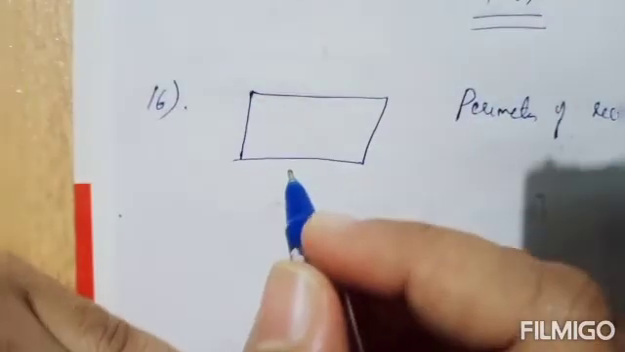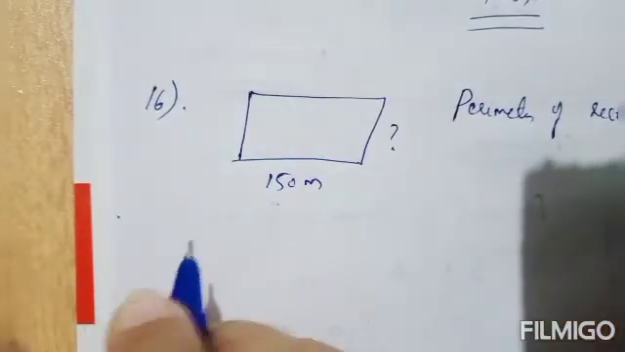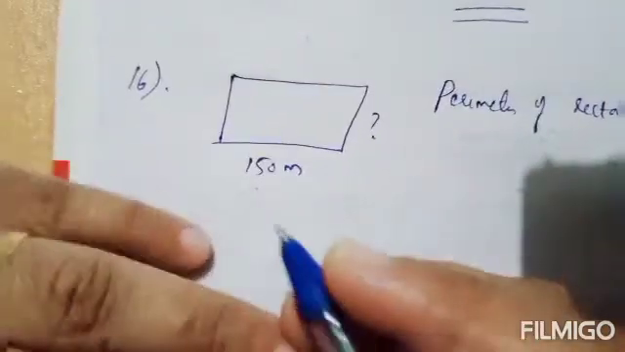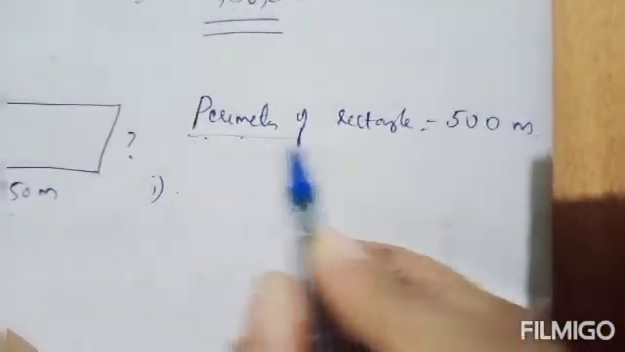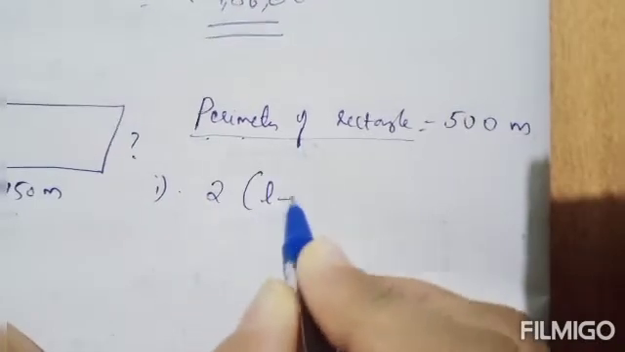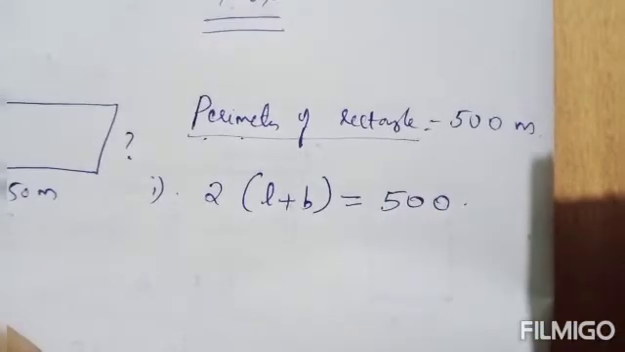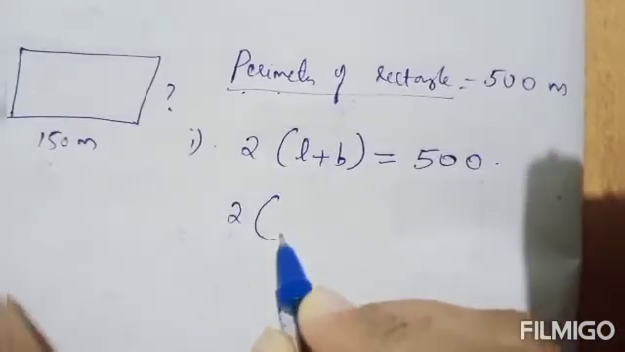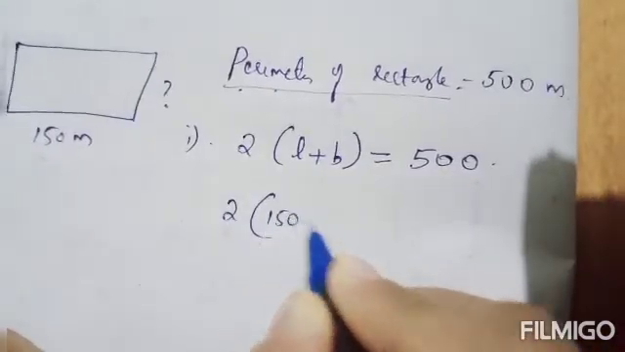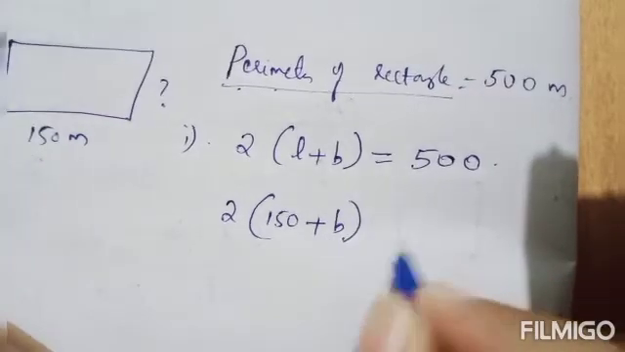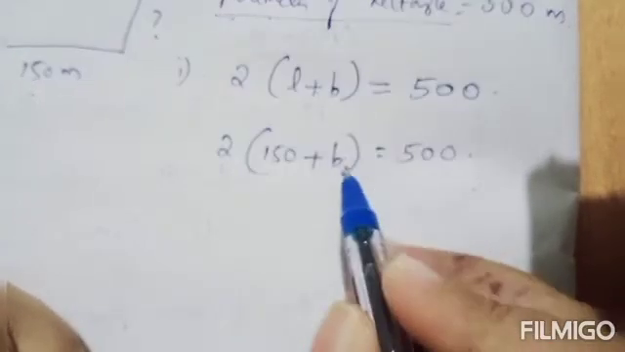Now its length is given as 150 meter. You have to find its breadth. Okay, so that is the first question. Now perimeter of rectangle equal to 500 meter. The perimeter of rectangle formula you know, 2 into L plus B. So that is equal to 500. Now the length is given in the question as 150 meter. So 2 into 150 plus B equal to 500. Now you can solve this equation to find the breadth.